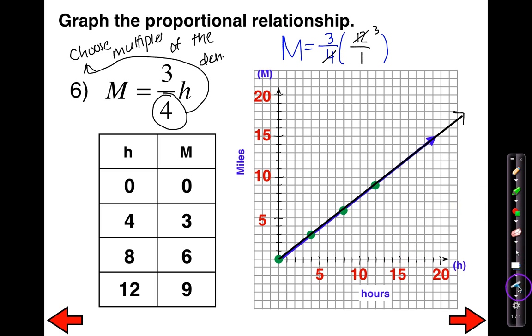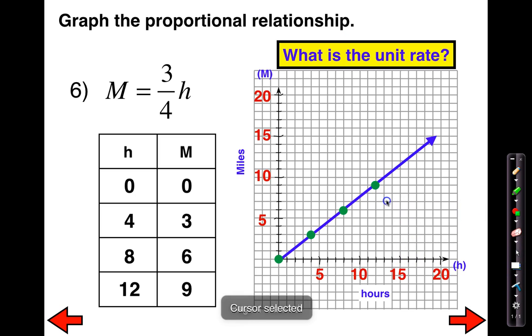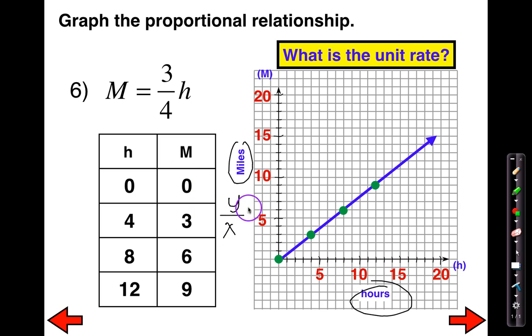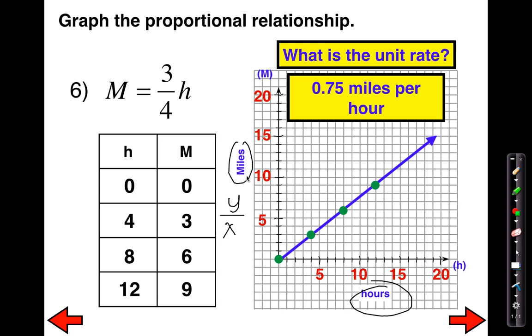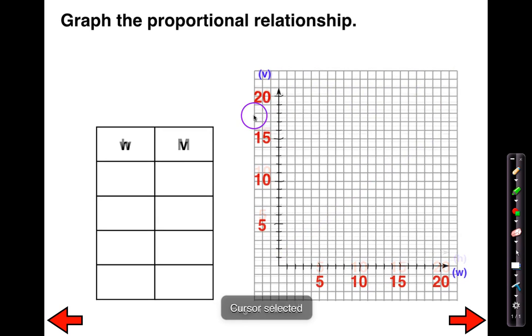Okay, so now let's ask the question of what is the unit rate? Well, here the unit rate is 3/4 miles, because that's y. Miles per hour. And again, I did that because my ratios are set up as y/x. Now, does it make sense to say 3/4 miles per hour though? No. So for it to make a little bit more sense, I'm going to convert it into a decimal. So I'm going to say it's 7/500 miles per hour.